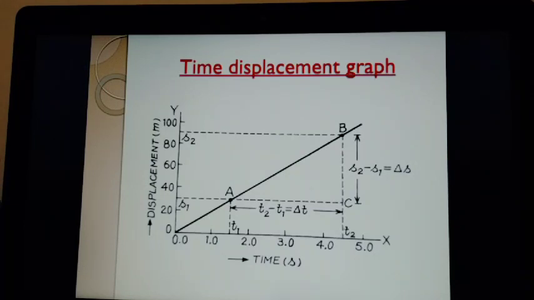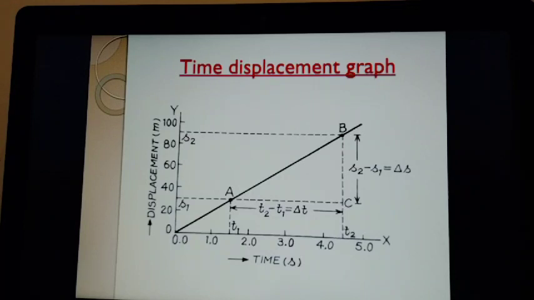So what is taken along the x axis here? Time. What is taken along the y axis here? Displacement. So the change in y coordinate will be S2 minus S1, that is, final position minus initial position, that is delta S. And the corresponding change in x coordinate will be T2 minus T1, that is delta T. So when you are calculating a slope, slope will be delta S by delta T.